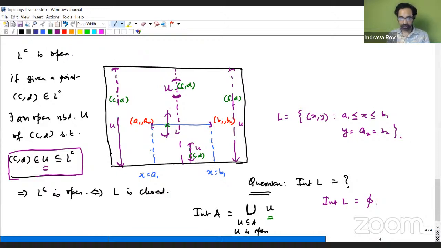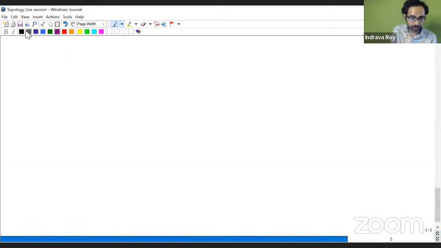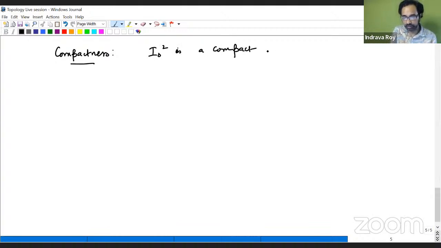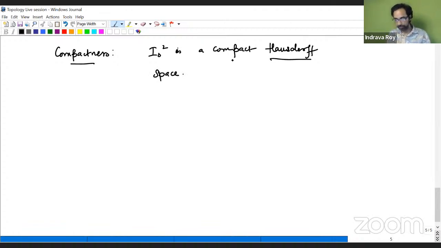Another interesting question for this particular set is whether L is compact. What do you think? By the way, once we are moving to compactness, let me just mention here that I0 square is a compact Hausdorff space. Right? Why is it a compact Hausdorff space? We have already seen that it is Hausdorff. Why is it compact?